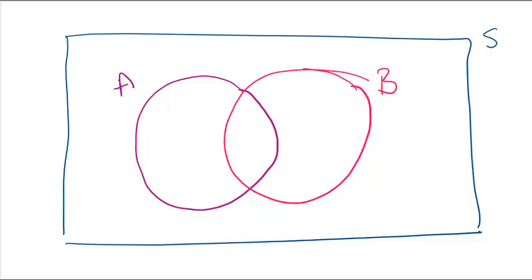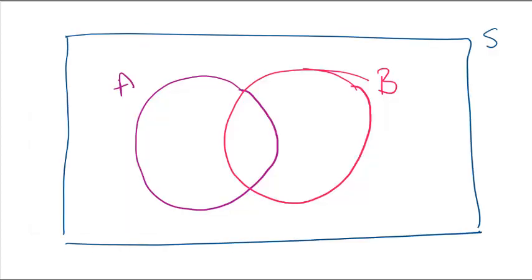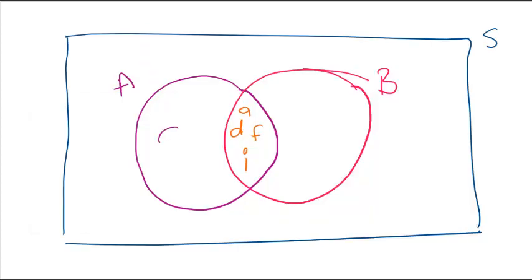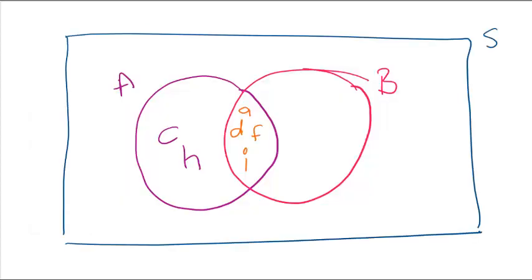Now the first thing I'm going to do is look at the shared information, which is ADFI, and I'm going to put it in the middle. ADFI. That is shared. Then I'm going to look at what is remaining on A. So I have CH. This is in A. And in B, I have just the letter B. So this here is event A and event B.